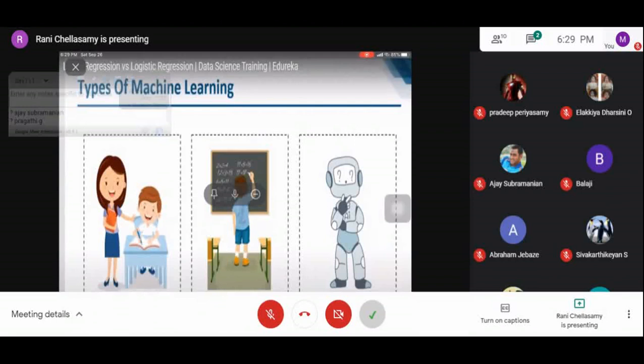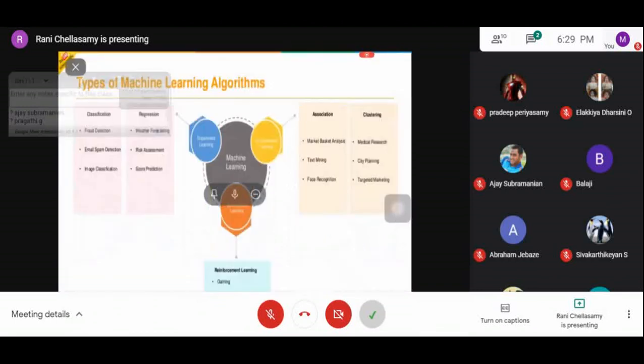So here you can see what are all the problems for which you can apply the various machine learning algorithms. In case of classification, you can go for problems like fraud detection, email spam detection, image classification. For all those kinds of problems, you can apply the classification algorithms. And coming on to the regression, you can go for weather forecasting to predict the weather, then risk assessment, score prediction.